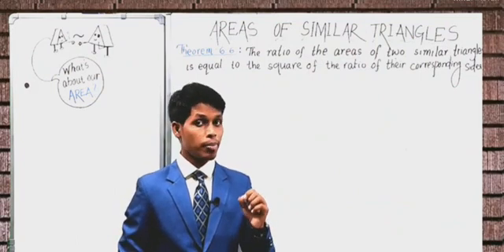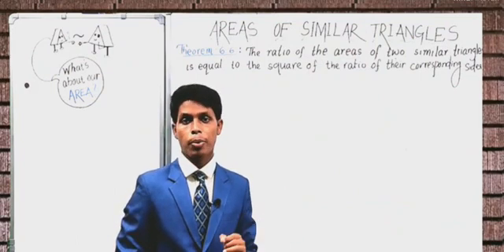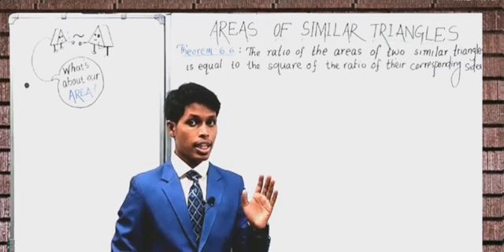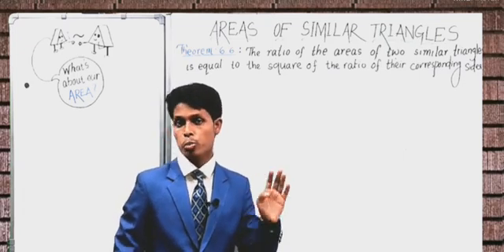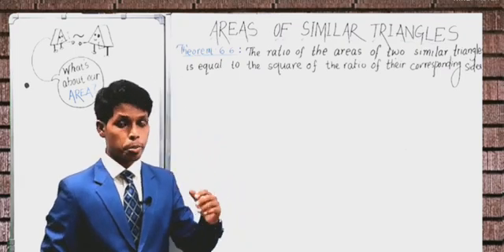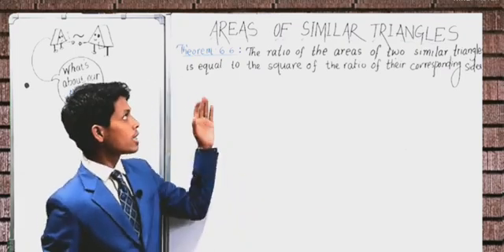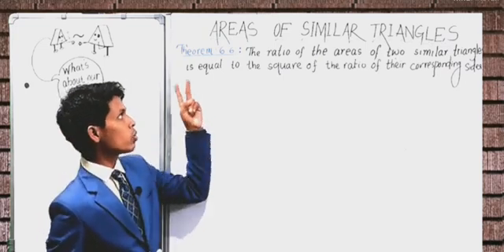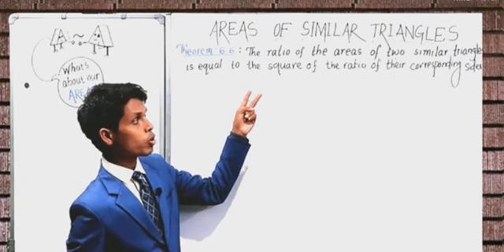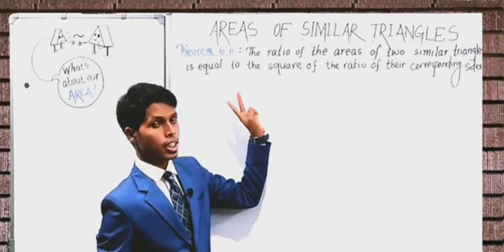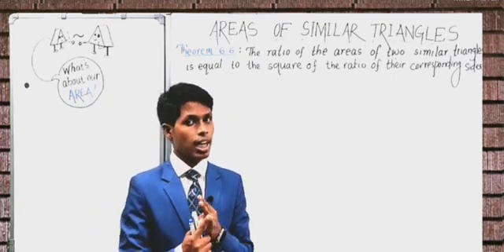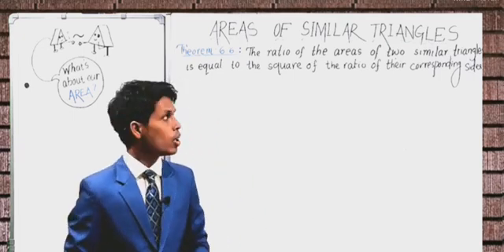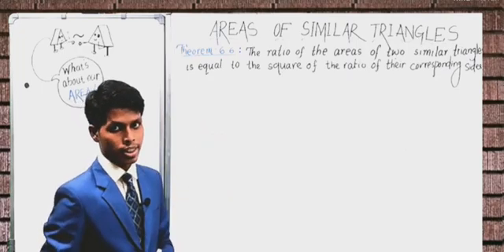Its proof is very important from the exam point of view, because as I have mentioned earlier, in this chapter there are 9 theorems, out of which the proofs of 4 theorems are very important, and the proofs may come directly in the exam. This theorem is one of them. The first one is BPT, then the second one whose proof needs to be practiced is this theorem, related to areas of similar triangles. Another one is the Pythagoras theorem, and the fourth one is the converse of the Pythagoras theorem. So now let's move to the proof of this theorem.